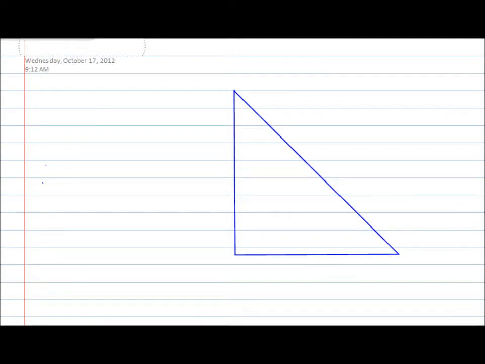Okay, so in this video we're going to talk about special right triangles, and the first one that we're going to talk about is a 45-45-90 degree special right triangle. So here's the deal with this thing. The special right triangle, which has a measure of 45, 45, 90, has a specific ratio.